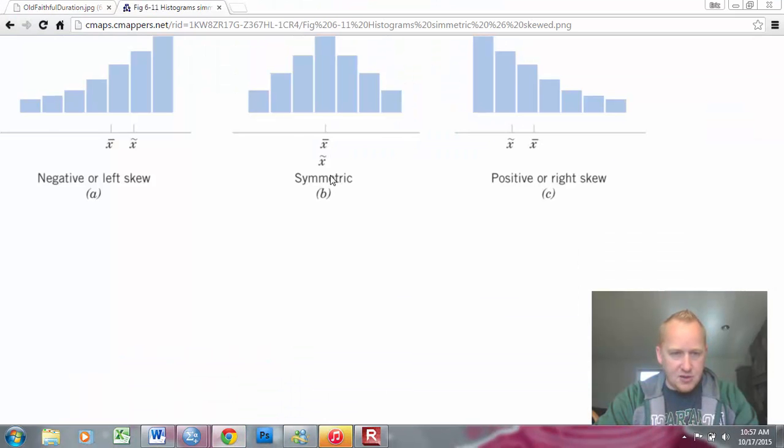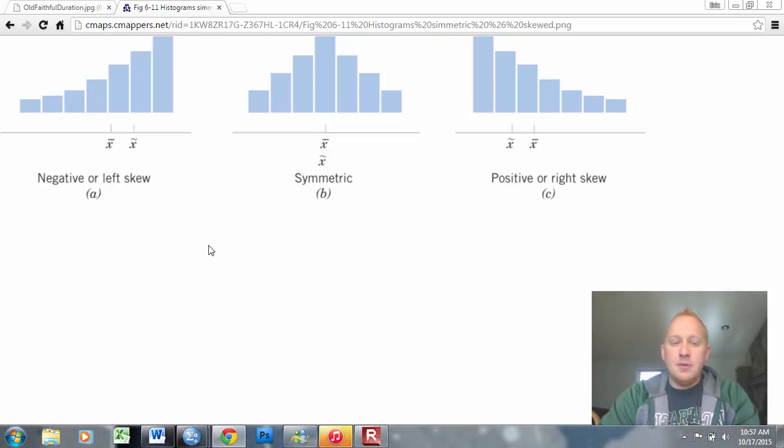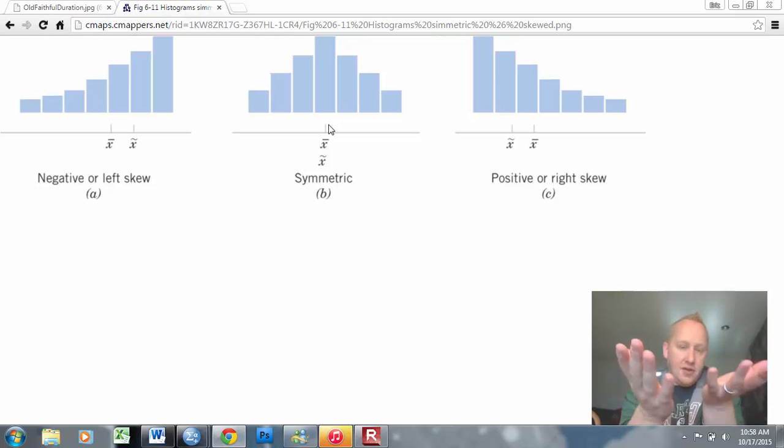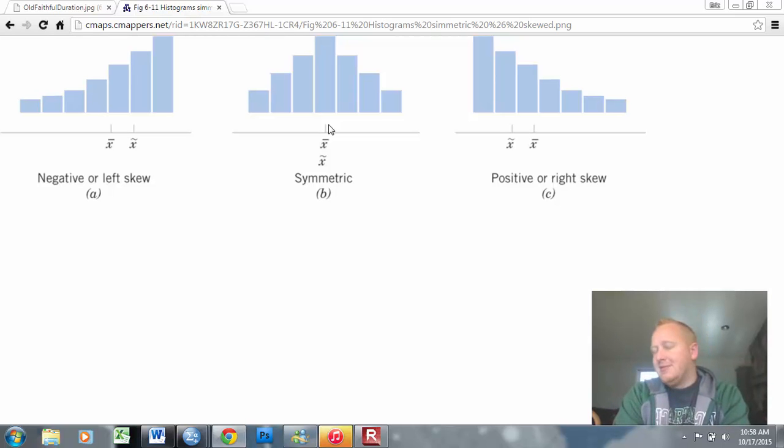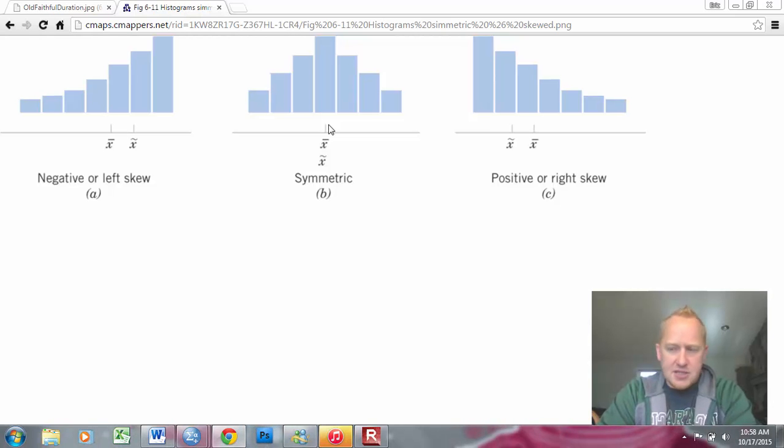I found a couple graphs here. Hopefully you can see this up at the top. Skewed left just means that the data values to the left are more spread out. Skewed right means that the data values to the right are more spread out, and the stuff to the left is really scrunched together. Symmetric: if we draw a line right down the middle here, both sides are roughly mirror images of each other, but they won't always be perfect mirror images.